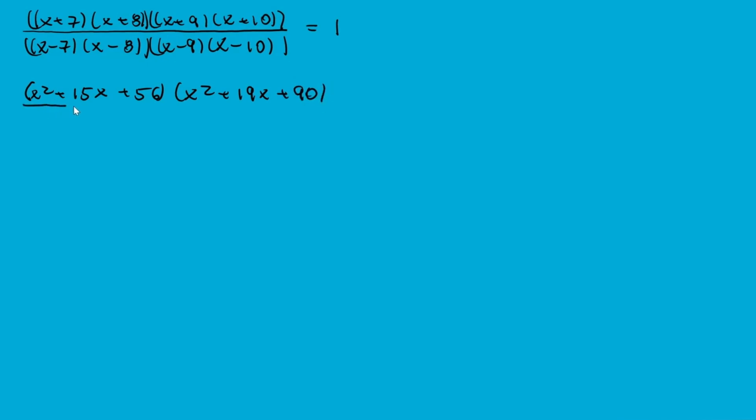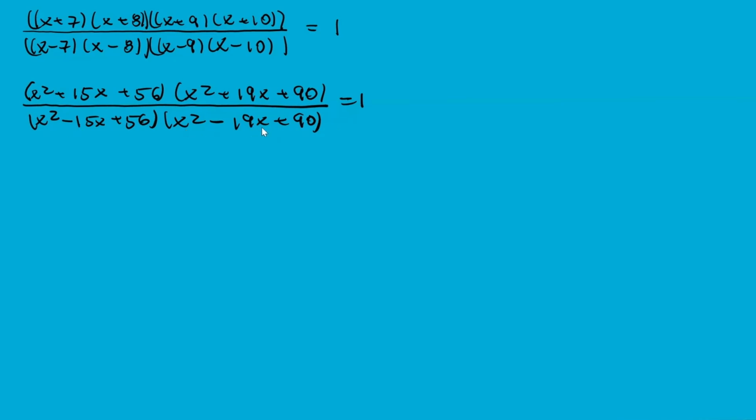In the denominator, we get almost the same thing. We have x squared again. This time we have minus 7x minus 8x, which is minus 15x. But minus 7 times minus 8 is plus 56. As you see, what we get here and what we get here is almost the same, except for the sign in front of 15x. And expectedly, we get something similar to this here. We get x squared minus 19x plus 90. And of course, this whole thing equals 1.